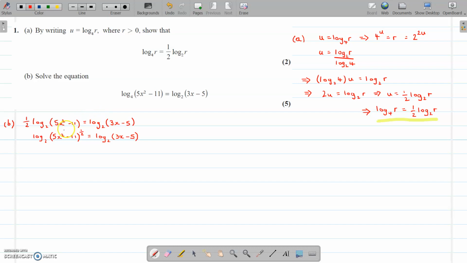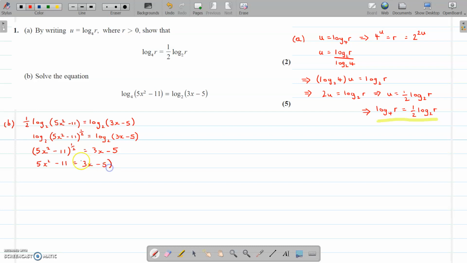I can just take the logs out and say that 5x squared minus 11 to the half equals, okay, the right hand side without the log. So 5x squared minus 11 to the half is equal to 3x minus 5. Okay, well, I just need to square both sides, and that will get rid of this half here. So I can say that 5x squared minus 11 is equal to 3x minus 5 all squared.